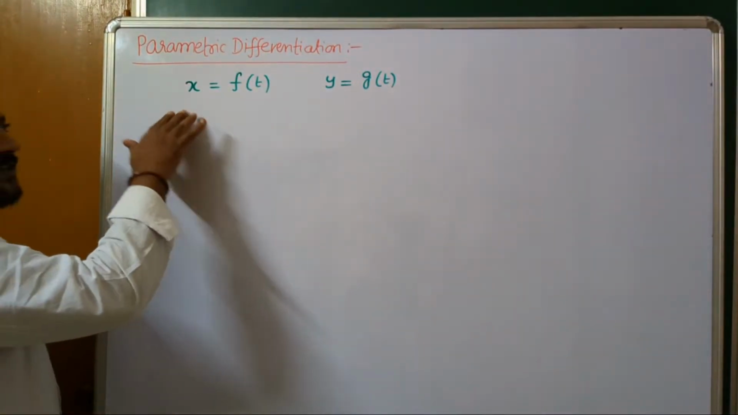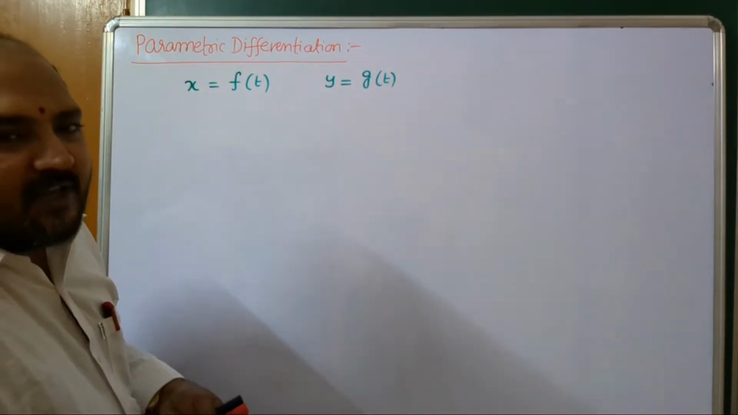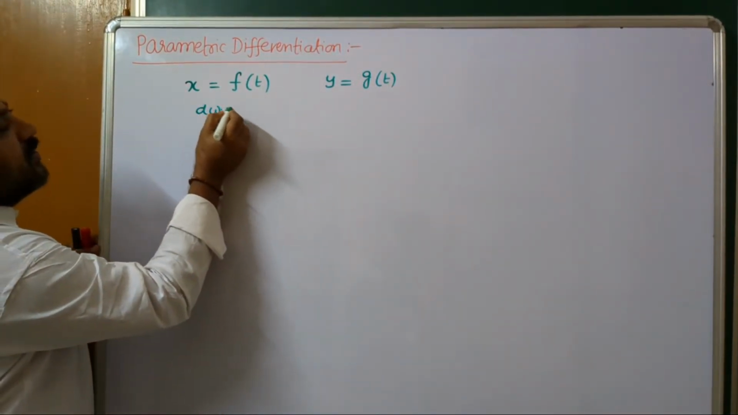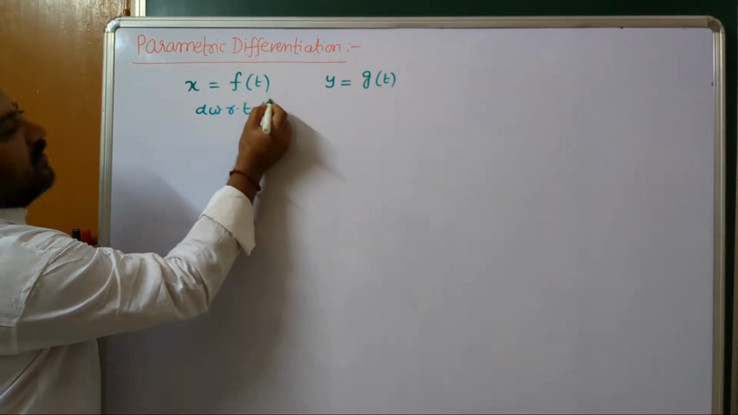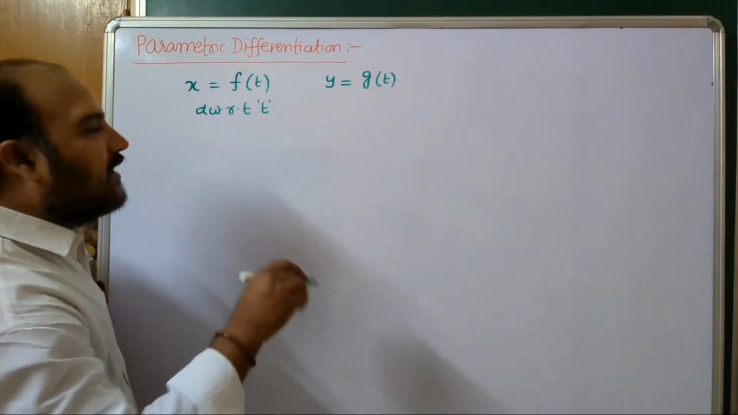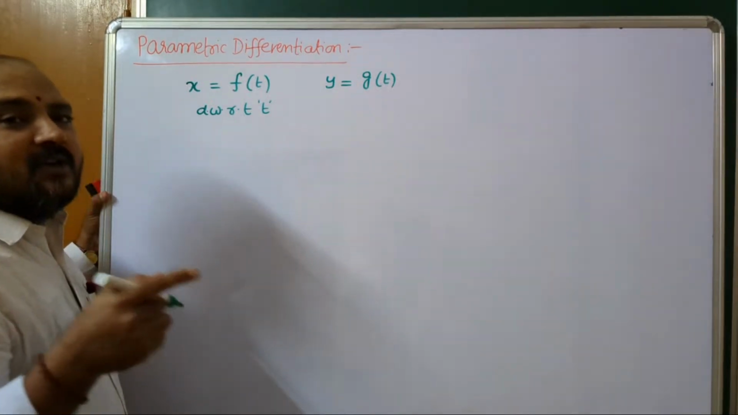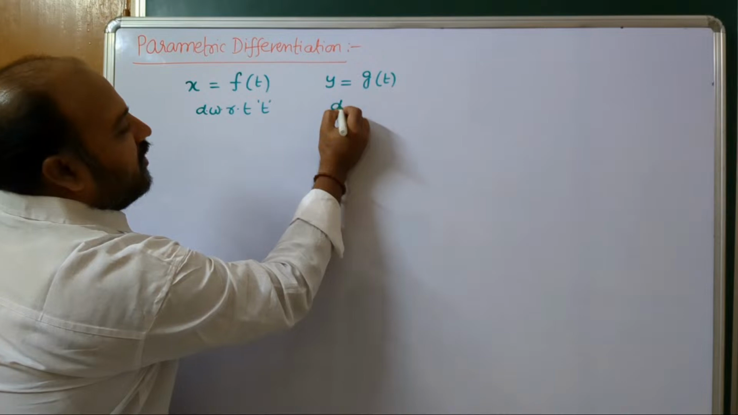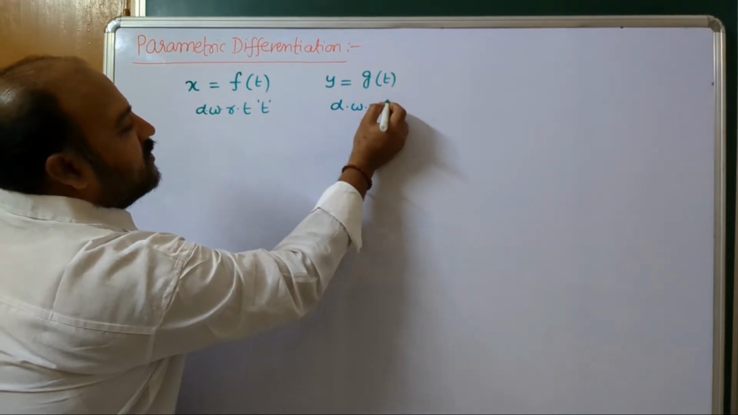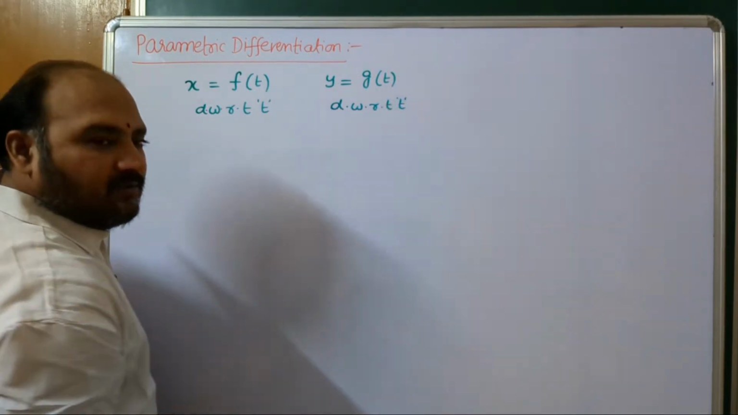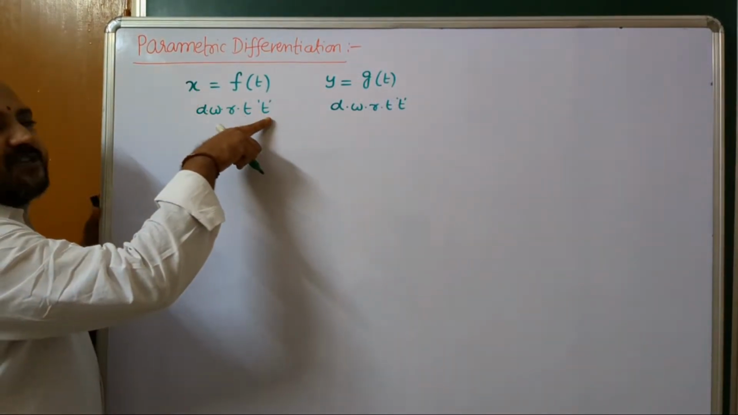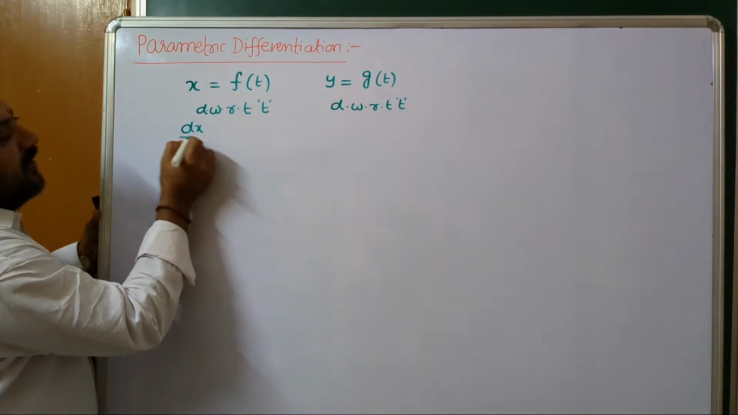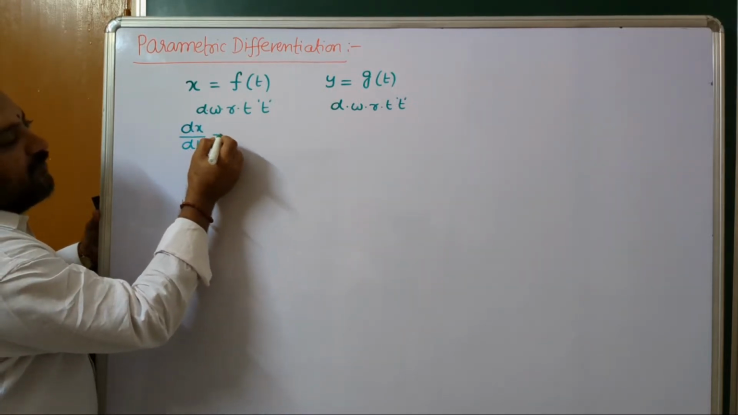So x in terms of t, y in terms of t is there. Differentiate with respect to t. Both the functions are in terms of t, no? You can differentiate with respect to t. Even here also, differentiate with respect to t. So x differentiated with respect to t is dx by dt. Are you getting it, all of you?